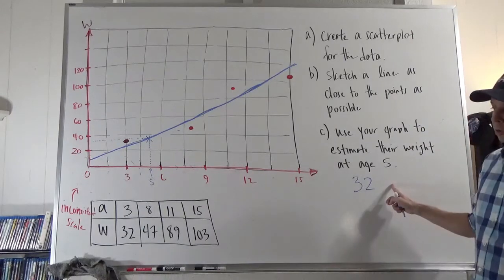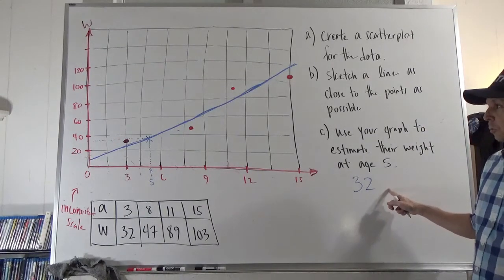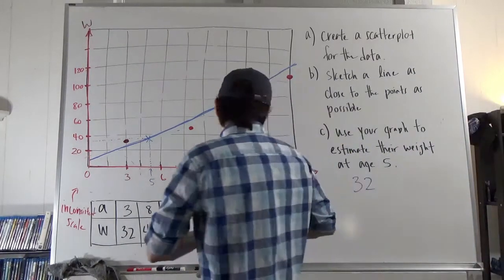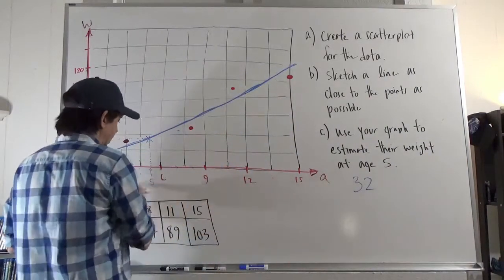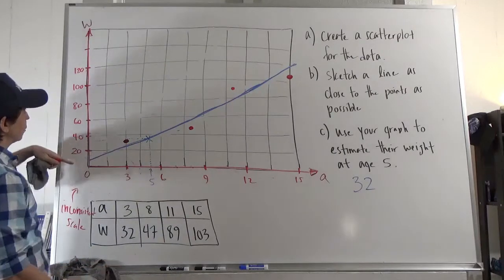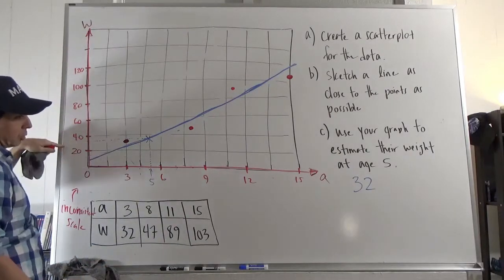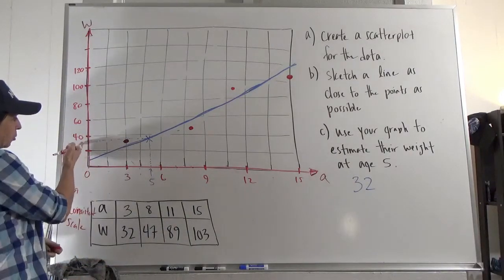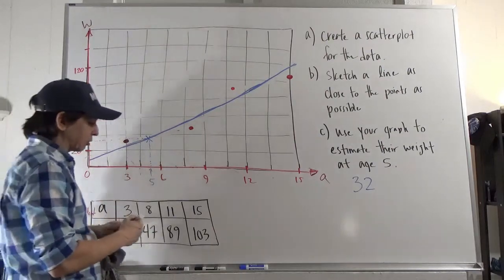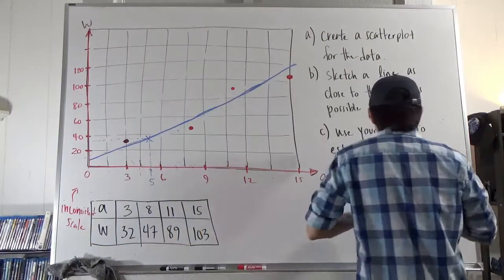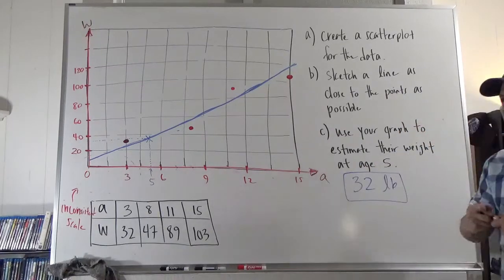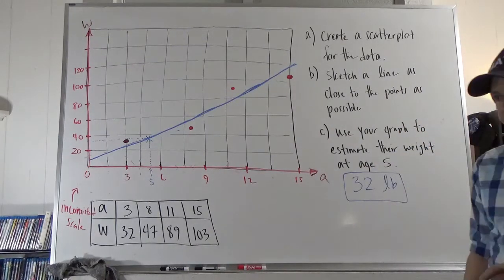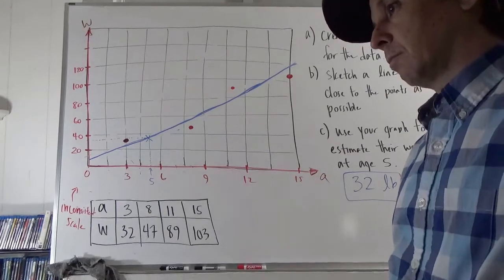Also, you get marked off if you don't give me units. What is this 32 representing? Oh, I forgot my A. A is age in years. I erased it earlier, but W is weight in pounds, and that 32 is 32 pounds. That was the estimated weight. So make sure you throw in those units. Okay, and that's kind of what we're going to be doing in the next section. I'm going to pause it there.